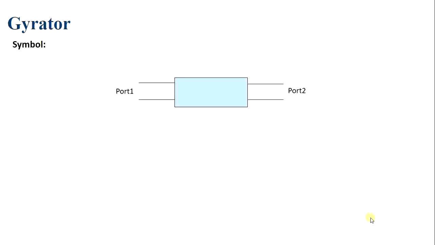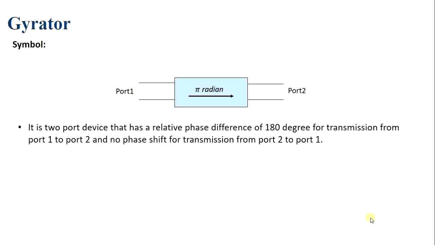This is port 1 and this is port 2. Now we will see what the properties of this gyrator are. Whenever the signal moves from port 1 to port 2, it generates a phase shift of 180 degrees, that is pi radian. But if the signal is sent from port 2 to port 1, then it has 0 degree phase shift.